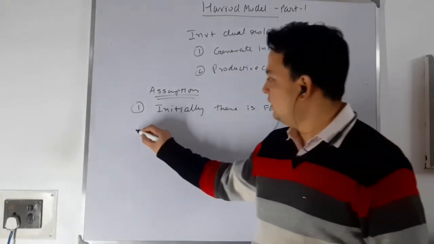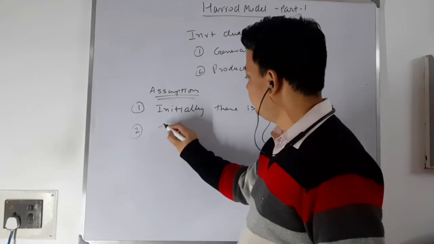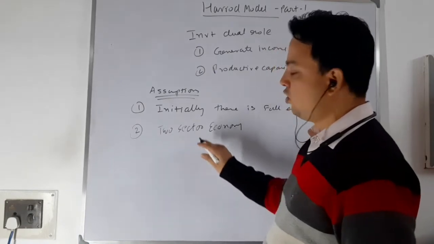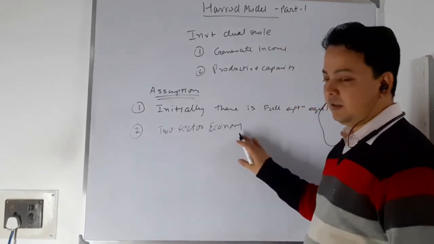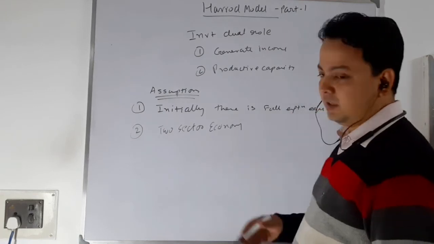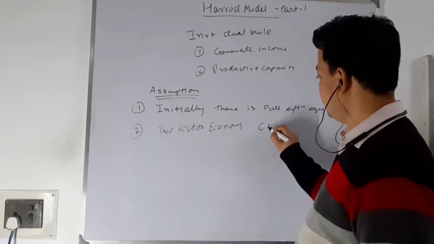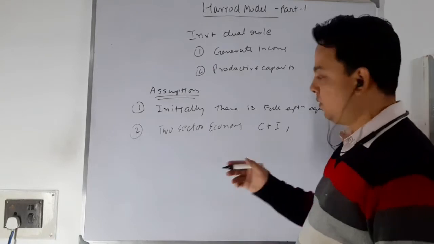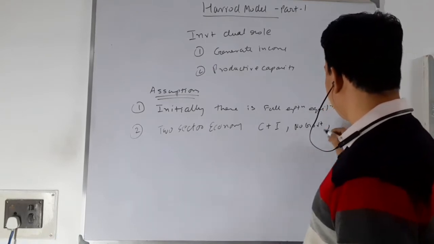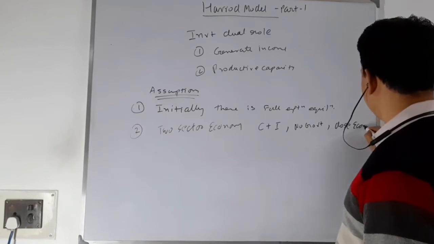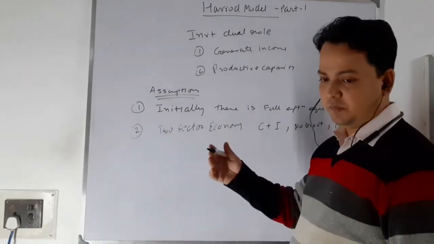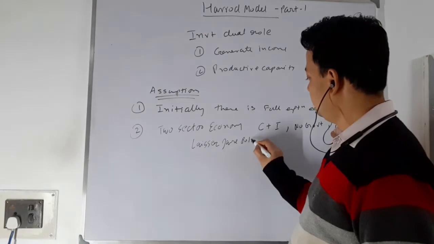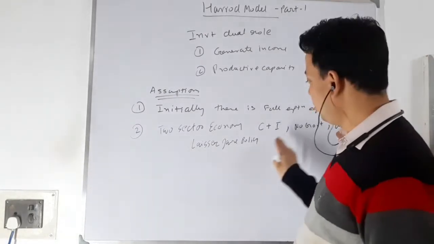Second thing, we will consider a two sector economy consisting of household and firm. When we are talking about household and firm, their aggregate demand consists of C plus I, consumption plus investment. That means here we are not considering government, no government. We are considering a closed economy, and we are looking at the market mechanism. That means we are looking at the market determined outcome with no government intervention.